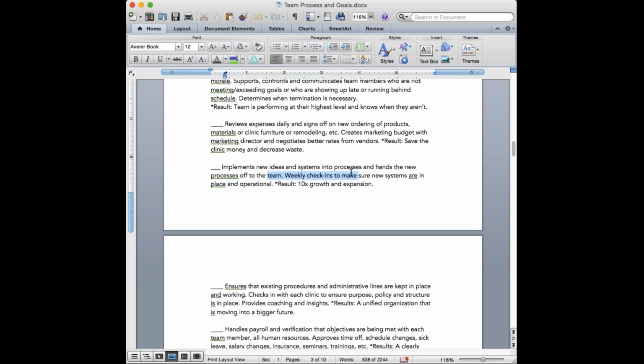Next piece, implements new ideas and systems into processes and hands the new processes off to the team.